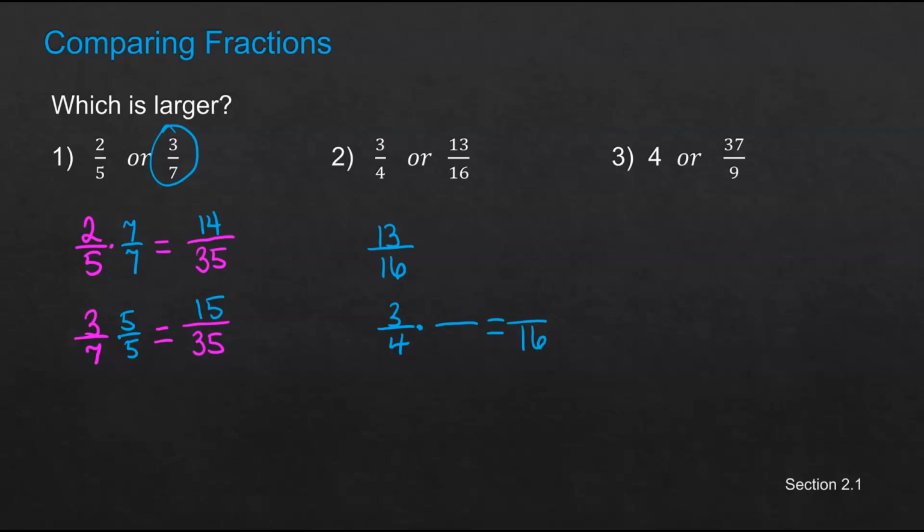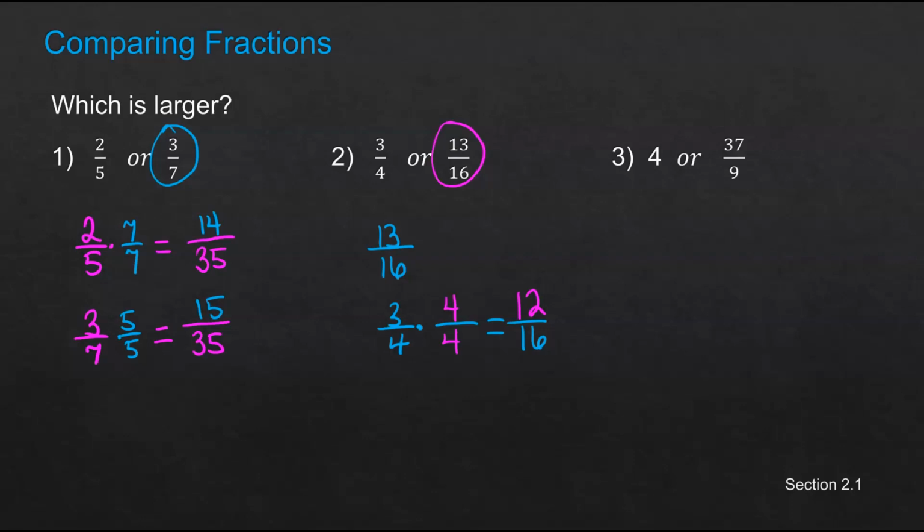And so anytime you're wanting to try to compare these fractions, putting them in a form where they have the same denominator is the perfect way to do that. 4 goes into 16 4 times, so we're going to multiply by 4, and that makes this numerator 12. So that means that 13/16 is the larger number than 3/4. Right? So that's my answer on that one.